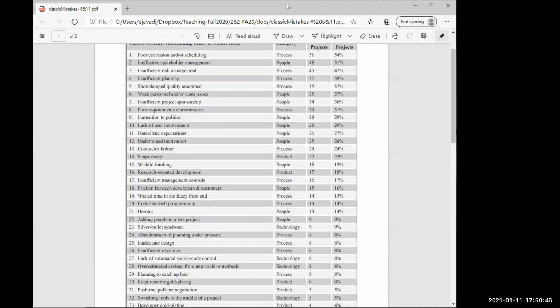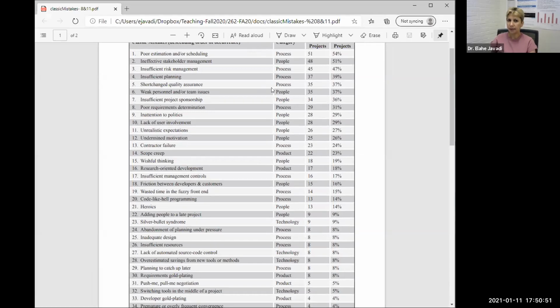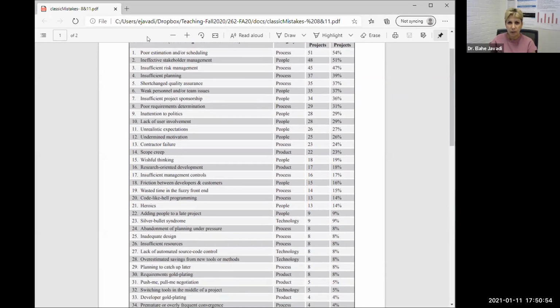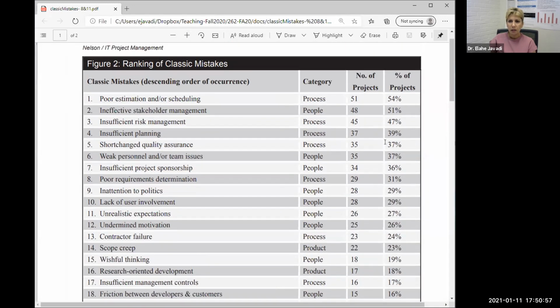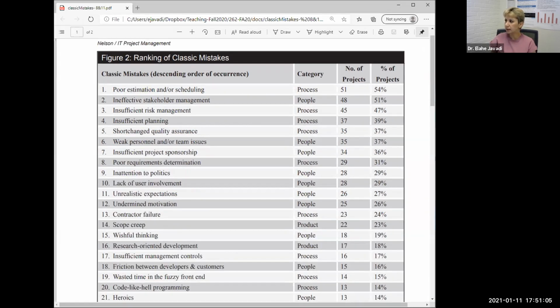There's no coordination among the people who are working on that project. So coordination and planning related. So let's look at the list. I'm going to keep this list in front of you, and tell me if you have any questions or anything feels surprising to you. That's a classic mistake. Poor estimation, first on the list.